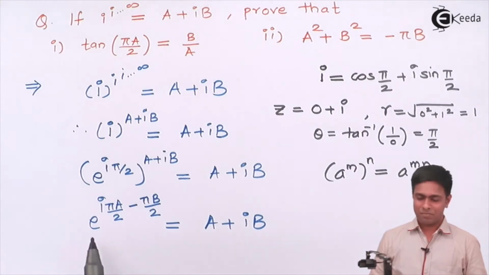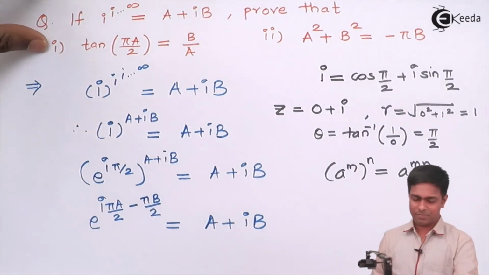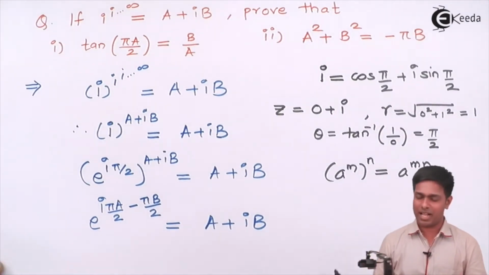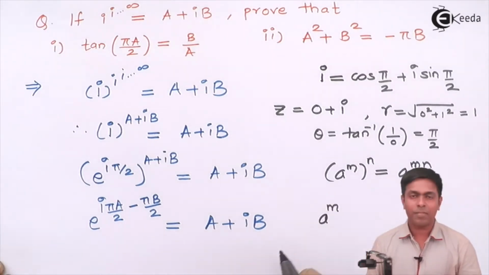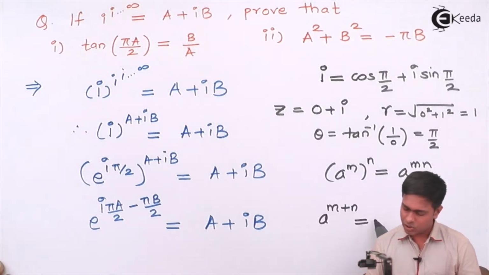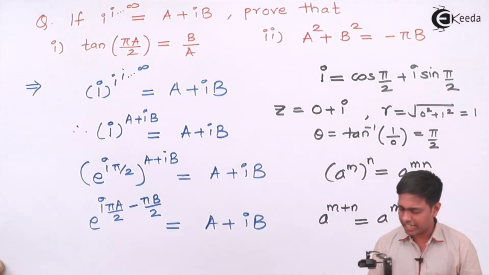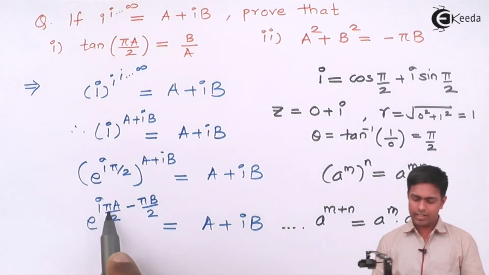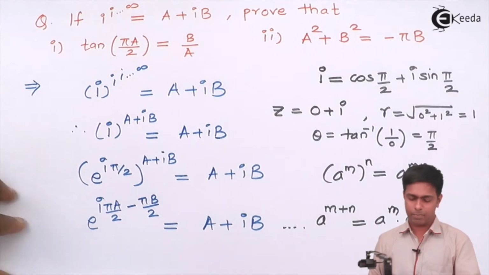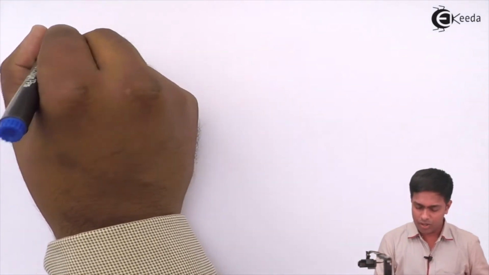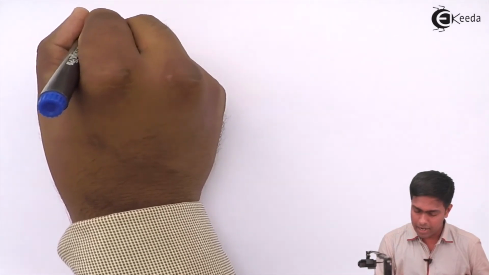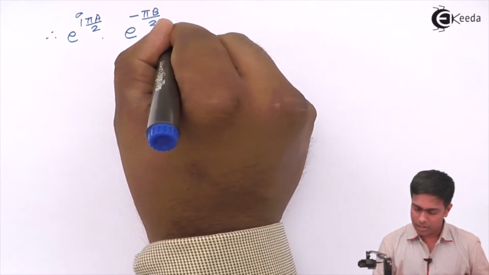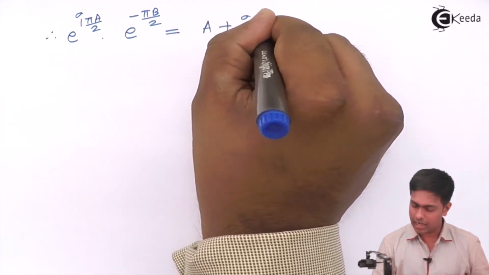So let's solve it further. Now let's separate these two terms. Again, by the law of indices, let me show you once again. I know you're very good in mathematics. So a raised to m plus n is a raised to m into a raised to n. This is the property I'll be using in the next step. So this will give me e raised to this part and into e raised to the second part. Therefore e raised to i pi a by 2 into e raised to minus pi b by 2 is equal to a plus ib.